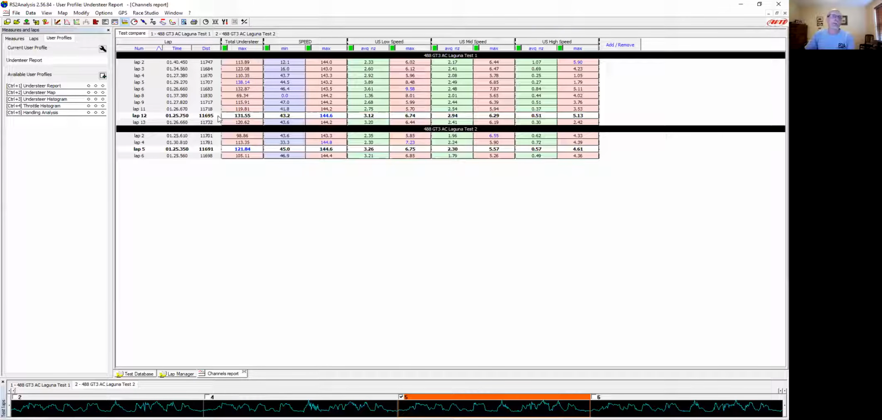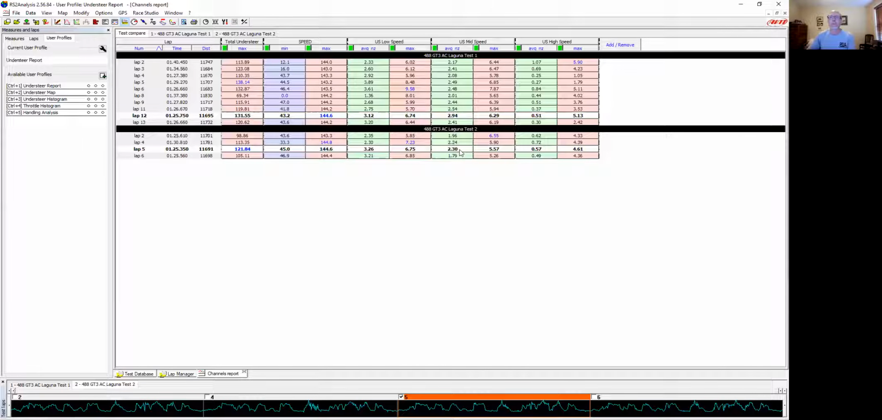So here's our total understeer, and we can look at all the different laps, but I'm just going to focus on the fast laps of each session. We took off about 4 tenths, so that's good. Our total understeer dropped from 131.55 to 121.84, which is good. Picked up a little speed in the minimum speed, exactly the same as far as top speed. Understeer on average was a little bit higher for low speed corners, about the same max, so it didn't really affect the low speed corners much.